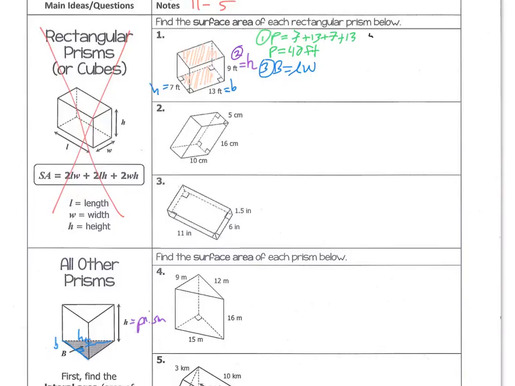So step 4, surface area is equal to pH. The more times you write it, the more likely you are to learn it, plus 2 big B. So I've collected everything. The hard part is over. I've collected everything. You just have to plug it in and use your calculator correctly. So P is 40 feet. Oops. And H is 9 feet.